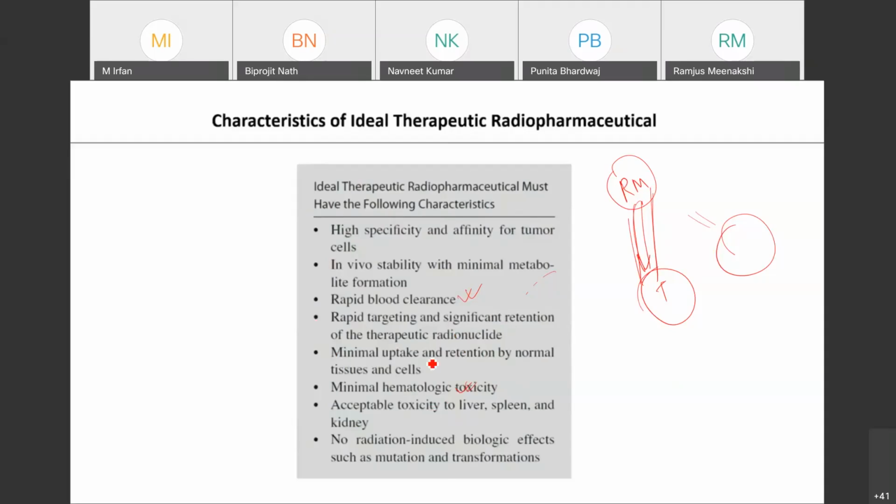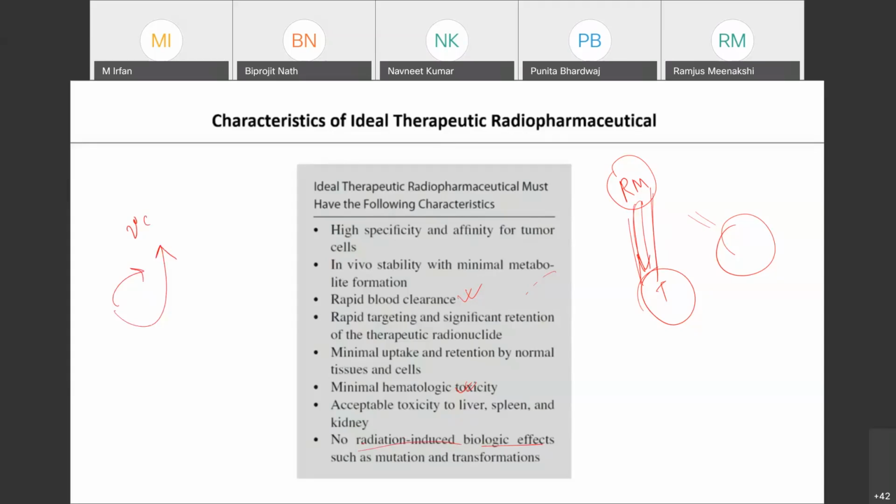And last but not the least, it must not induce radiation-induced biological effects. For example, I am going to use these pharmaceuticals for treating cancer, but in turn I'm inducing cancer again. I'm inducing secondary cancer. It must not be the case. Whatever applications I'm using it for, it must go and do that job only.